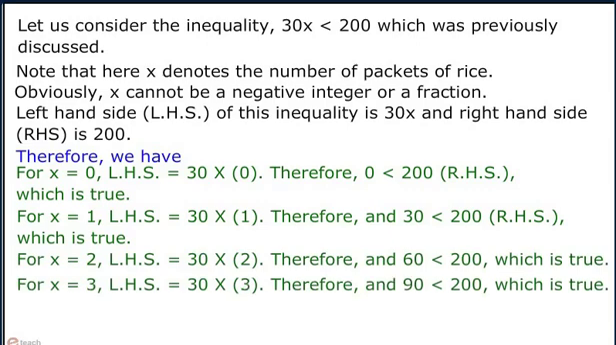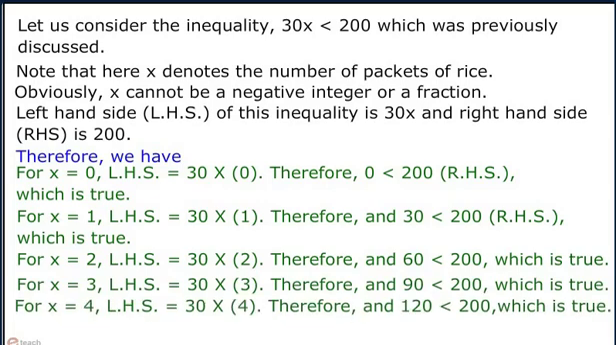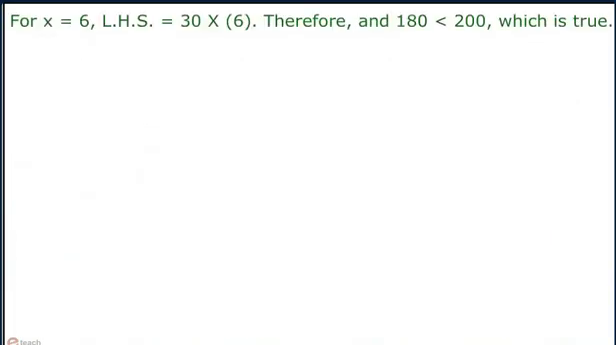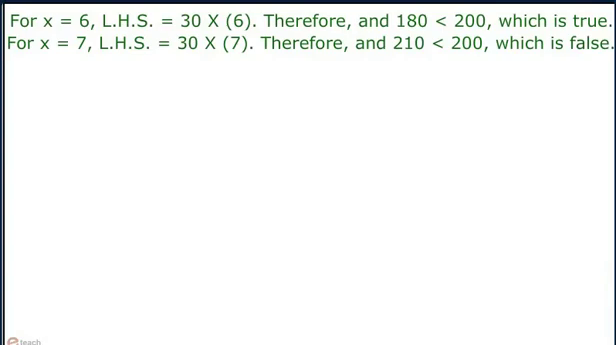Similarly, for x equal to 3, 90 is less than 200, which is also true. For x equal to 4, 120 is less than 200, which is true. For x equal to 5, 150 is less than 200, which is true. And for x equal to 6, 180 is less than 200, which is also true. But for x equal to 7, we get 210 is less than 200, which is false.